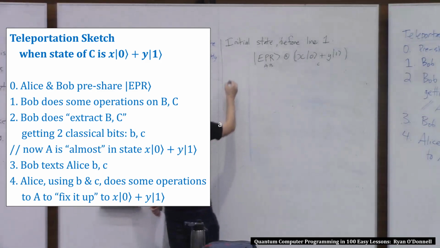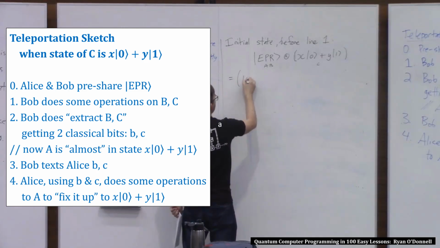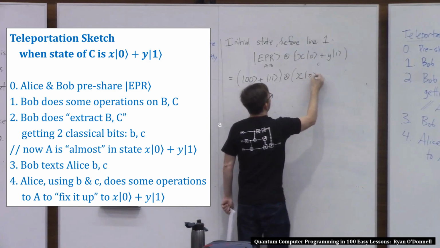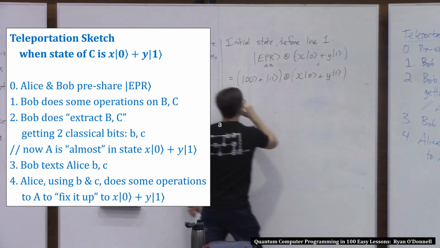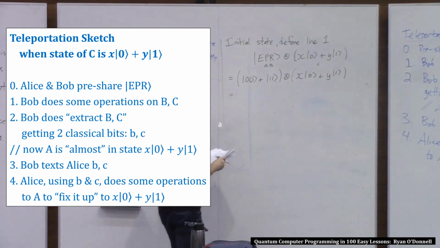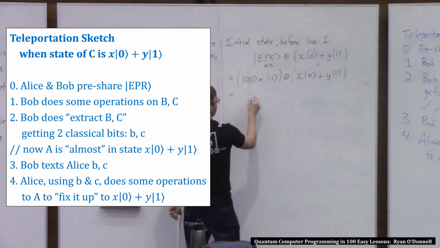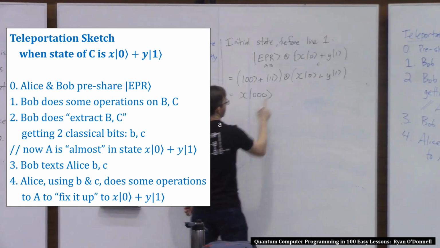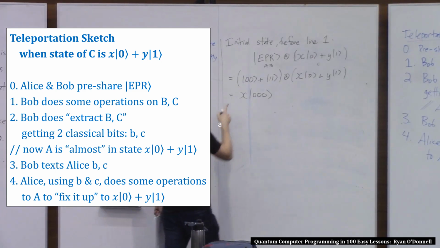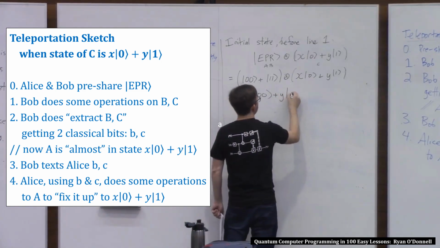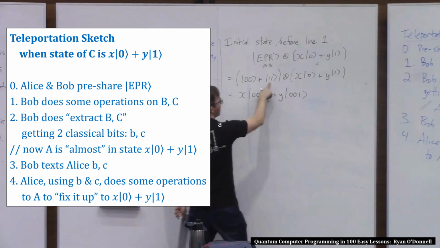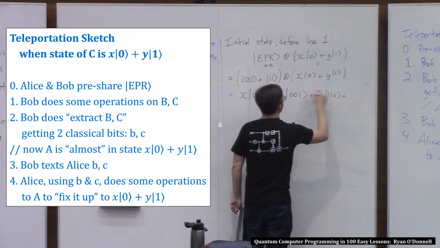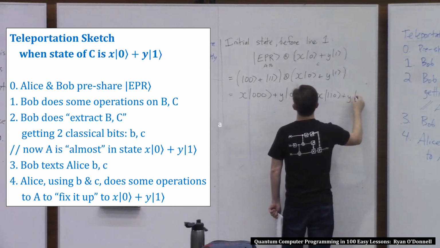Okay, so let's just expand this out. This is an unnormalized state, but that's okay. So this is 0,0 plus 1,1 tensor x0 plus y1. So if we FOIL this out, if you will, we get x on 0,0,0. That's this times this. That's first. Next one is outside, so that's plus y times 0,0,1. Then inside, so plus x times 1,1,0. Plus last is y times 1,1,1.